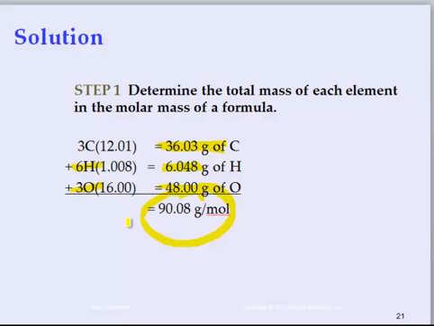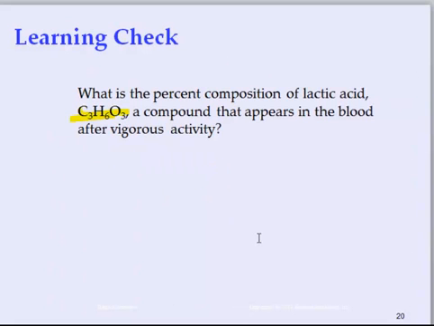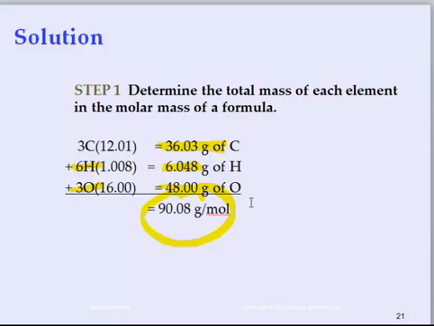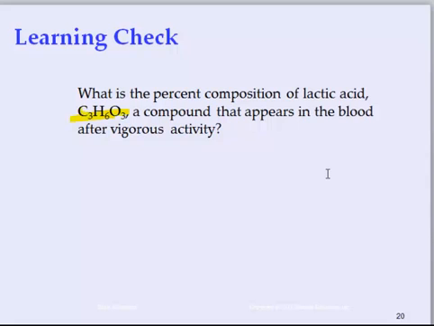Now for your calculations and your tests and exams and quizzes, you can do an approximate. You don't have to do the decimal places. You can use a whole number for these problems. So this would be the total mass of each element in a formula for lactic acid. So now, let's go back. I don't think I finished it. What is the percentage composition of each element in there?